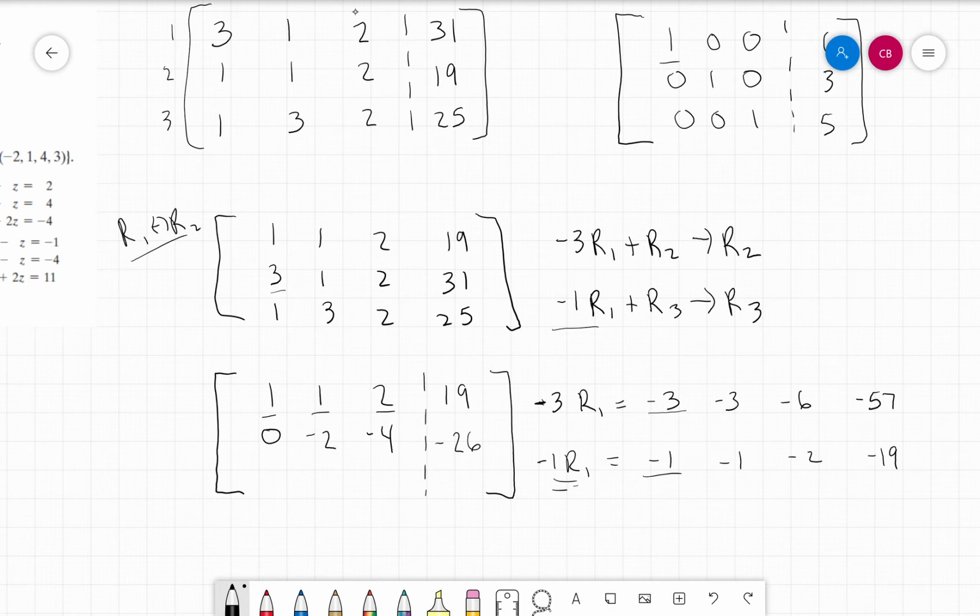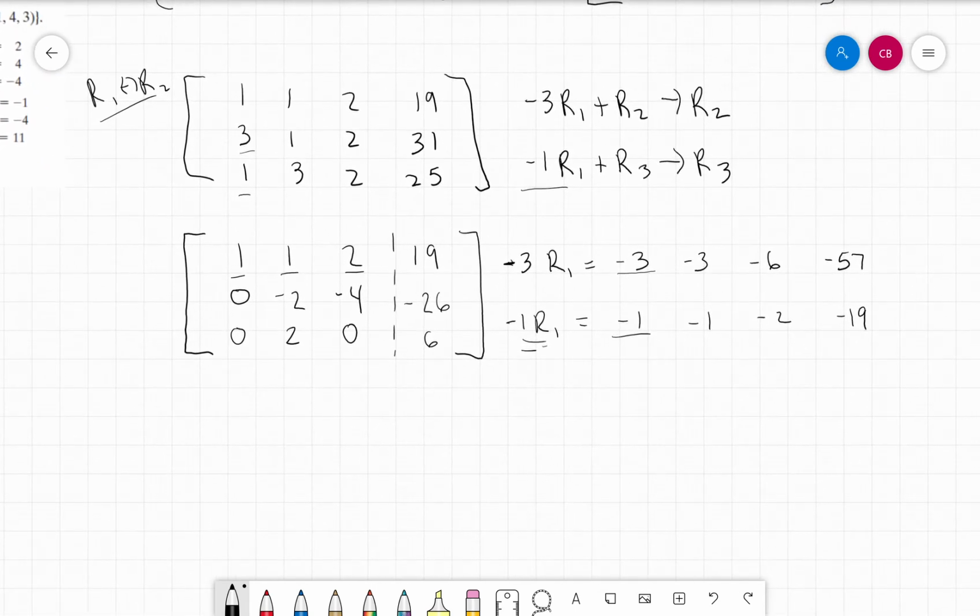-1 plus 1 is 0. -1 plus 3 is 2. Next one is -2 plus 2 is 0. And then -19 plus 25, I believe, is 6. Okay, so far so good. Now we've done the first set of operations, and we've taken care of this. Once you have that appearing, you can start moving to the next column.